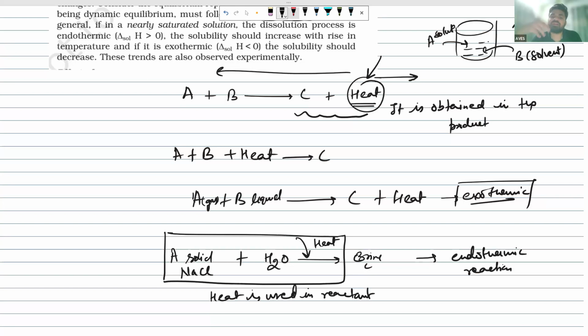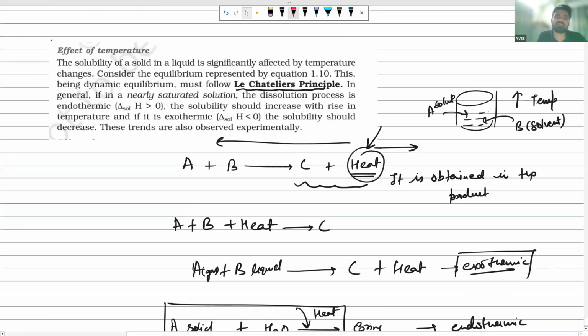It is more feasible if you do it in warm water. But since dissolution of gas in liquid is an exothermic process, according to the Le-Chatelier principle it is more feasible if it is done at low temperature. Okay, so this is simple.